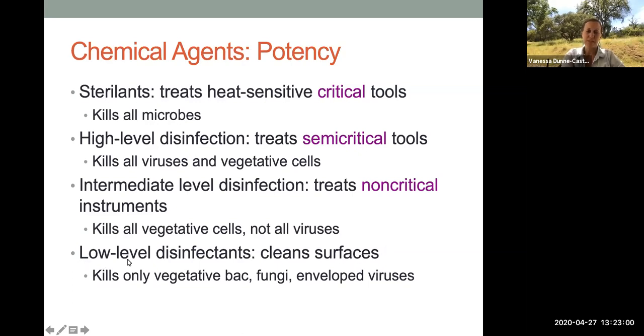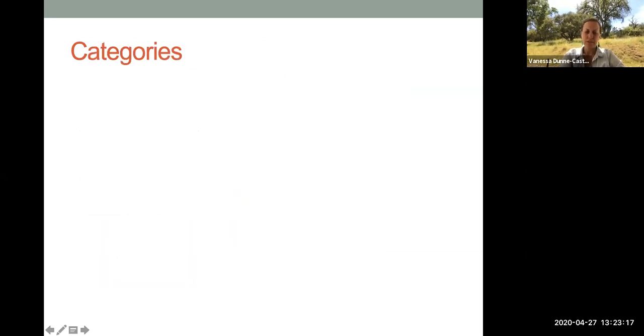And then if you're just dealing with surfaces themselves, then you would use a low level of disinfectant. This kills only living bacteria, fungi, and only enveloped viruses, not even the naked viruses necessarily, but that would be sufficient for surfaces. Okay. So the rest of these slides are going to talk through each of the categories. I guess we do have time here, so let's just go through this. If you want to, you can stop the video now and just go through your textbook, because this is all pulled directly out of your textbook.